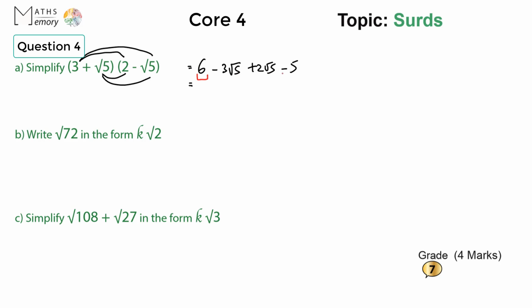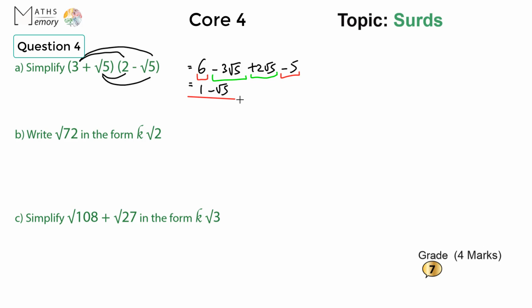All the number terms, 6 minus 5, will give us obviously 1. And then if you look at all the root terms over here, we have minus 3 root 5 plus 2 root 5. That's simply like saying minus 3x plus 2x. It's minus 1x, or we'll say minus root 5 in this case. So that's the final answer, 1 minus root 5.